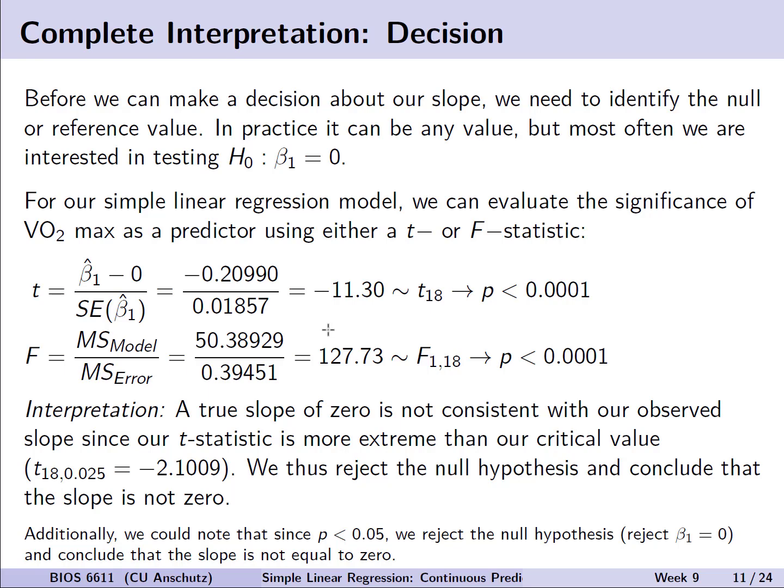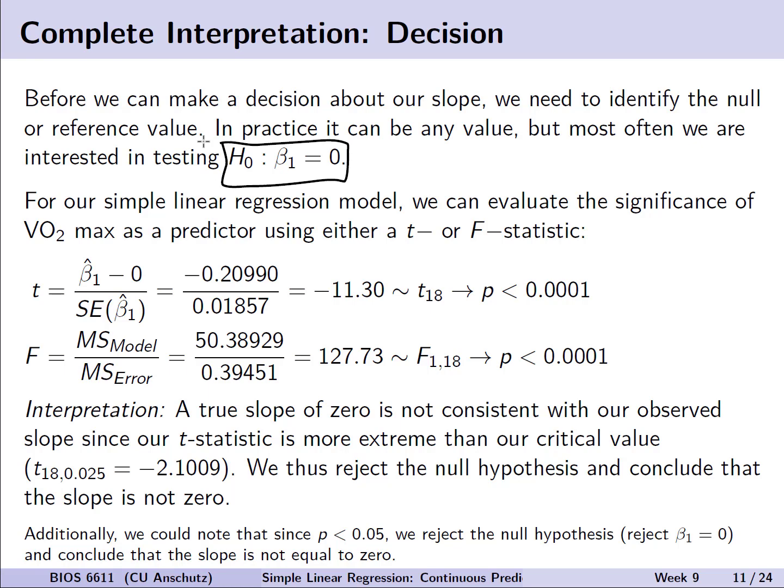Before we can make a decision about our slope, we need to explicitly identify what the null or reference value would be that we're testing against. In practice, we can use any value of interest. It could be clinically motivated, scientifically motivated, or just something we want to try. However, most often what we're interested in testing is whether the slope is equal to 0. And therefore we'd have a hypothesis test of the format H naught: beta 1 equals 0.